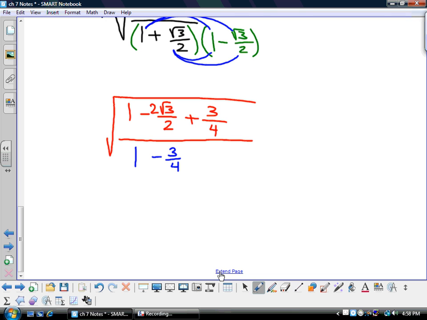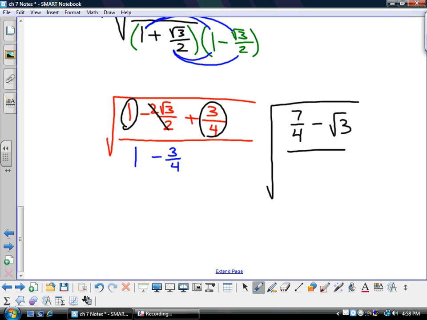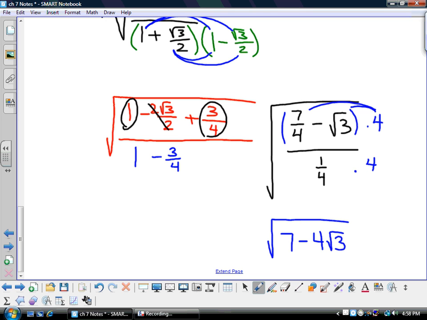Combining some like terms, the top turns into 7/4 minus the square root of 3. The bottom turns into 1/4. Here's where I'll flip and multiply, and it's a very easy number to multiply. Just multiplying the top by 4, and I get my simplified answer of 7 minus 4 square root 3.